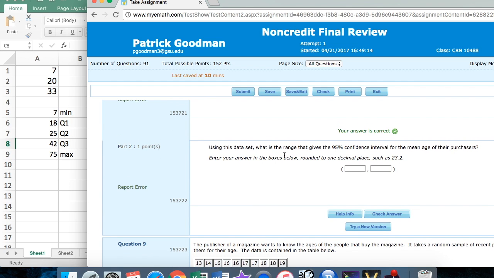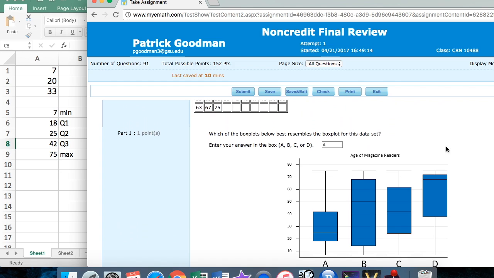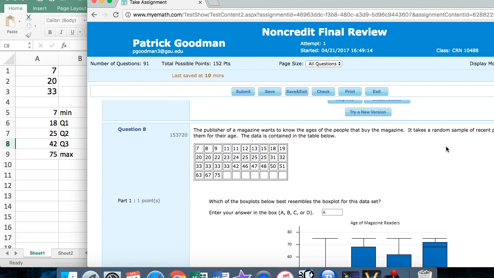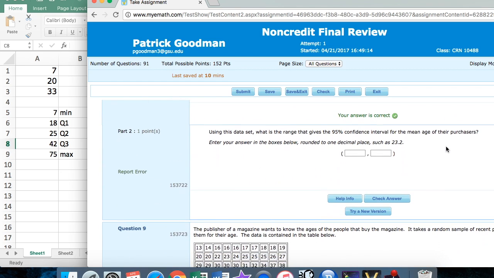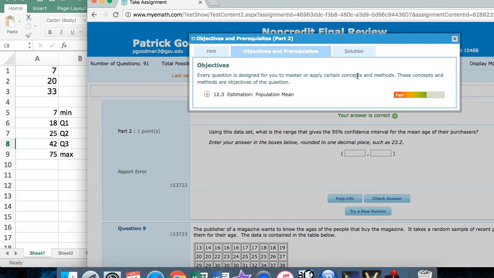Whoa, that's kind of weird. Using the data set, what's the range it gives us? Oh, a 95% confidence interval for the mean of their purchasers. Okay, that's kind of weird. I don't know why they'd have a confidence interval problem here. Why would they have it here?